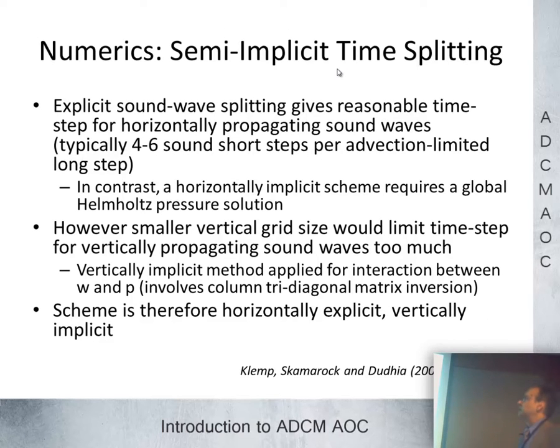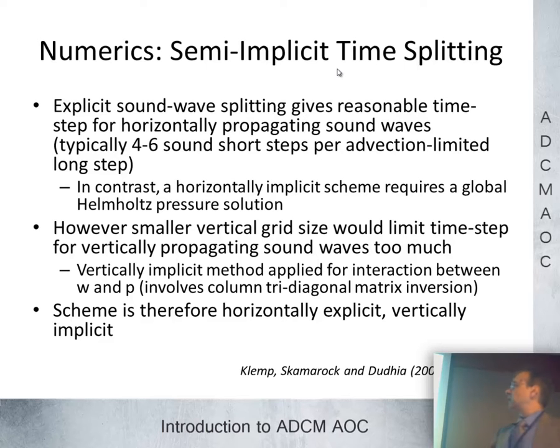So we use semi-implicit time splitting. Explicit sound wave splitting gives a reasonable time step for horizontally propagating sound waves, typically 4 to 6 short steps per advection limited long step. So the long step is limited by the advective speeds, jet speed, for example. The vertical motion is more often a limit for the long step, at least as you get to finer scales. This is in contrast to a horizontally implicit sound scheme, which requires a global Helmholtz pressure solution. So we're using an explicit horizontal sound wave solution that requires these short split steps, 4 to 6 typically per advection step.